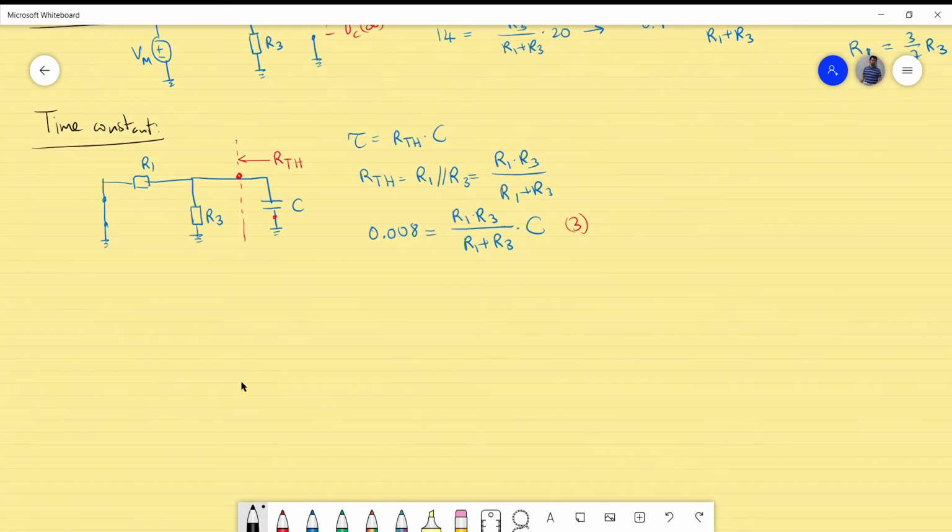So I will select C equal to 1 microfarad, that is 10 to the power minus 6 farads. Now we can use the formulas, the equations we have set up. I can use the following. I can also use this formula. Let's start with 3.